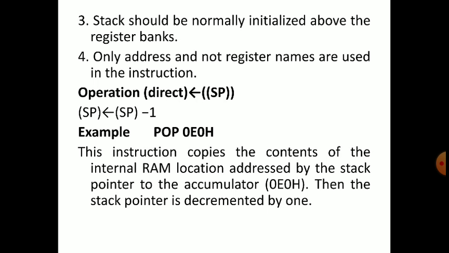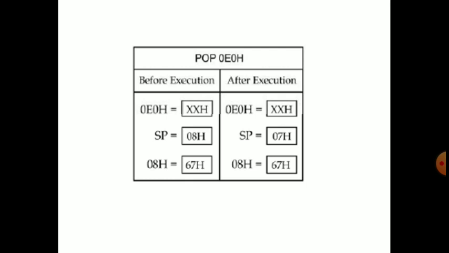That is the address of the accumulator register, which is 0E0H. The stack pointer is decremented by 1. So with an example, POP 0E0H: before execution the accumulator will have some random data and the stack pointer is, let us assume, 08H, and 08H will have some content, 67H. Then after execution the stack pointer will be decremented, that is 08H will become 07H, and the content already present in the stack is copied onto the accumulator.